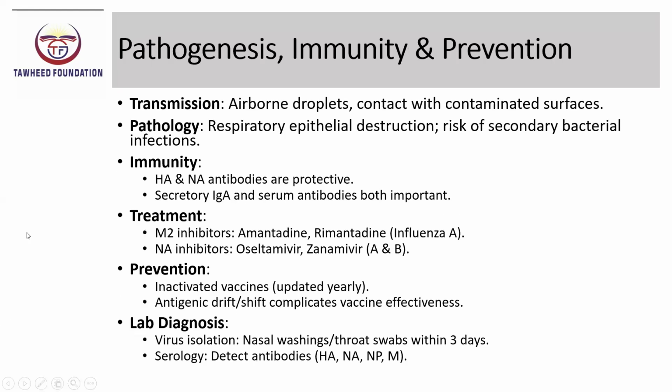Pathogenesis, immunity, and prevention. Its transmission is through airborne droplets and contact with contaminated surfaces. Pathology: respiratory epithelial destruction, and risk of secondary bacterial infection is high. Immunity: HA and NA antibodies are protective. It secretes IgA and serum antibodies, both are important. Treatment includes M2 inhibitors and NA inhibitors. Its prevention is an inactivated vaccine, updated yearly. Antigenic drift and shift complicate vaccine effectiveness.